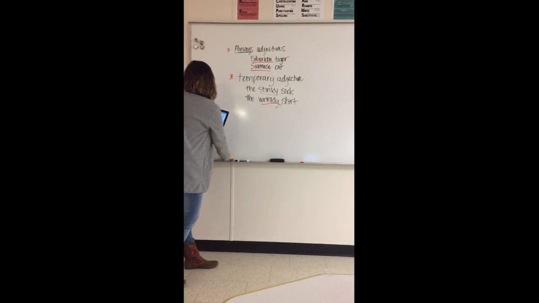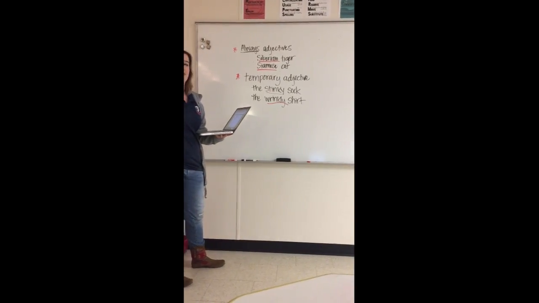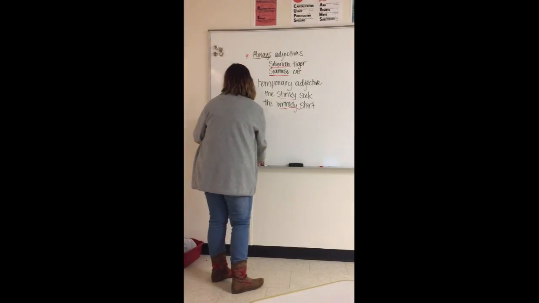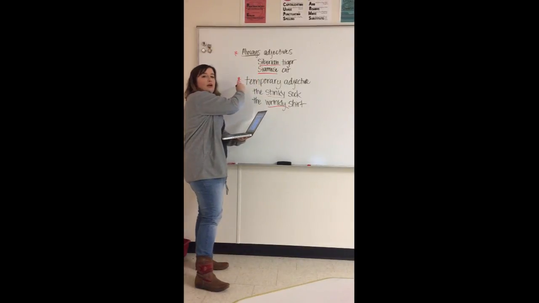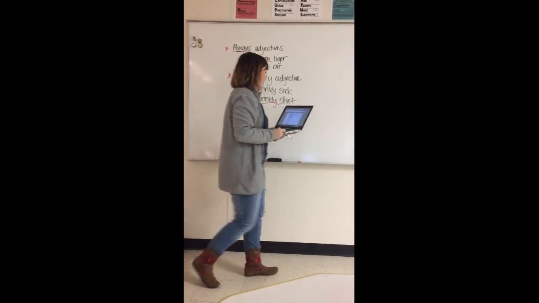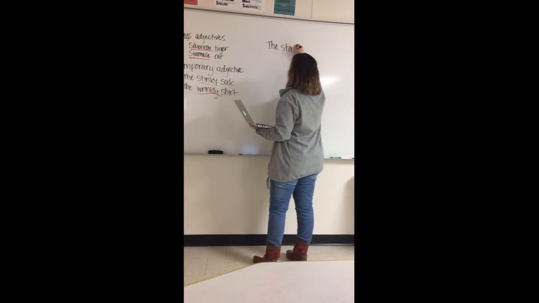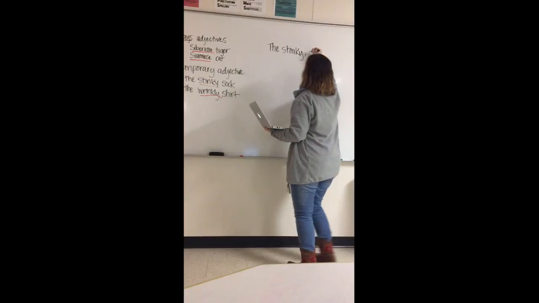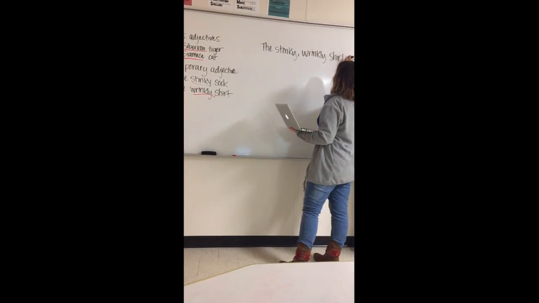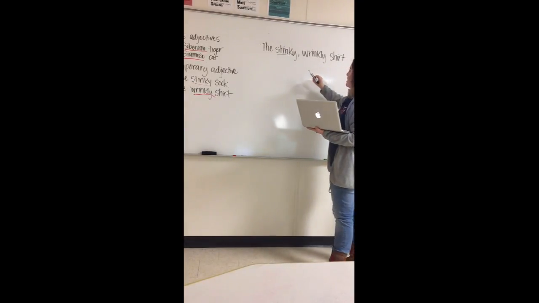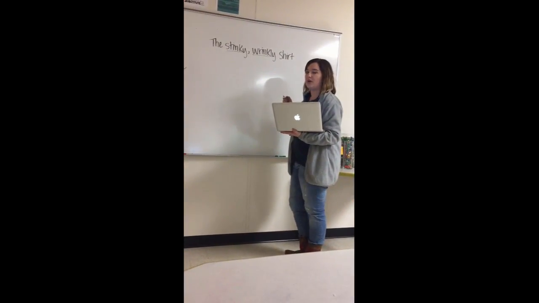Okay? So you've got the always adjectives, what it's made out of basically, and then you've got the temporary adjectives. So we're going to teach you when to use a comma with adjectives. When you have two temporary adjectives, you want to separate them with a comma. So for example, the stinky, comma, wrinkly shirt. It is a stinky shirt and it is a wrinkly shirt. So you've got to separate those two adjectives with a comma.